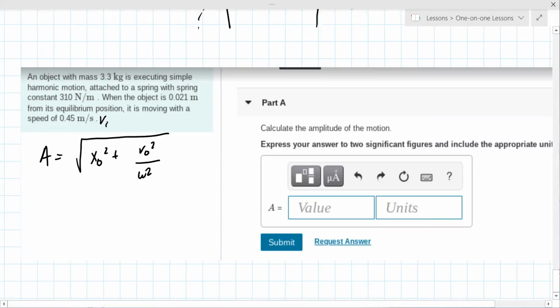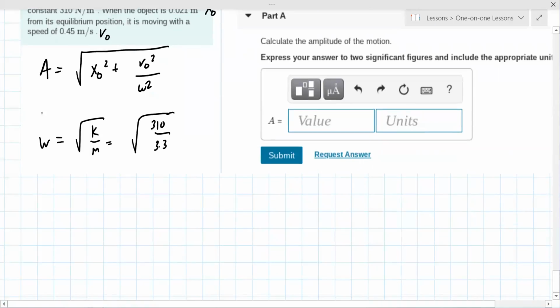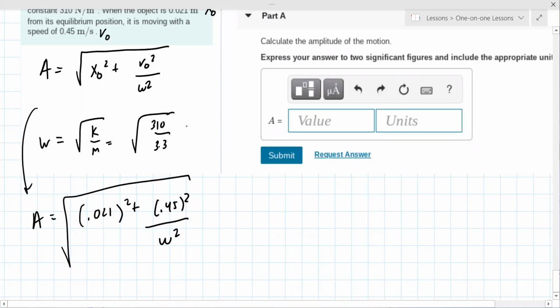We have v0, we have x0, and we can calculate w. So w is the square root of k over m. The mass is 3.3, and k is the spring constant, that's 310. So we get that number, and then we put it back into this equation. So amplitude equals the square root of 0.021 squared plus v0 squared, which is 0.45 squared, over whatever we get from that previous part.